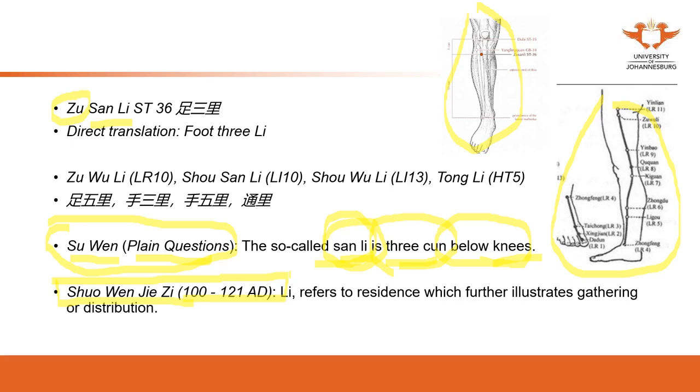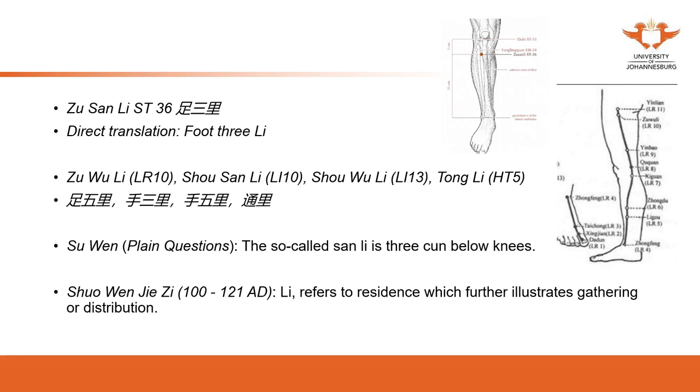It describes that Li refers to residence, which further illustrates gathering or distribution. Why can the residence further illustrate gathering or distribution? There's another clause about Li. It's described that five houses, we call them neighbors. So five families, we call them neighbors. As you can see from this clause in other literature, Li means 25. When five families gather together, we call it neighbors.